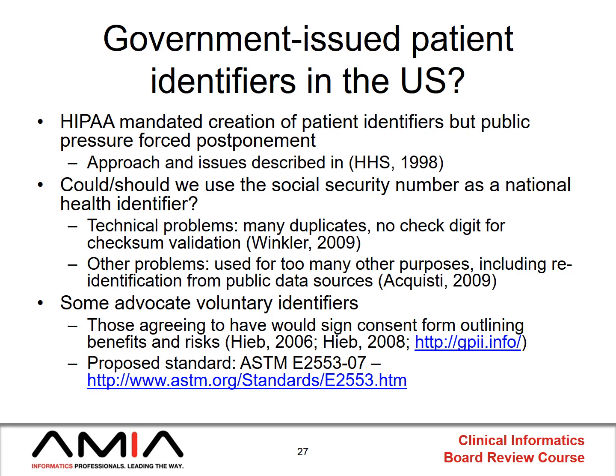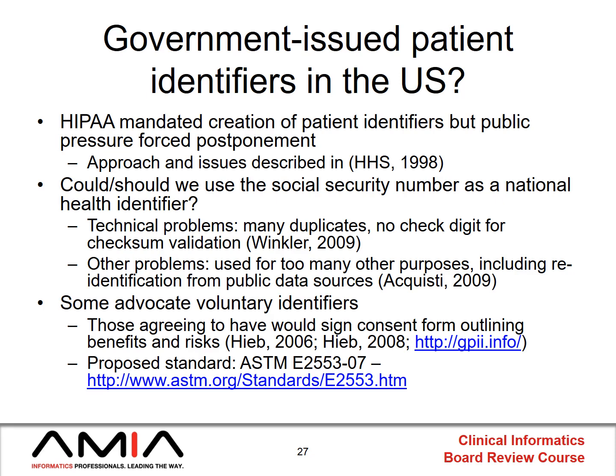Some have argued that perhaps we should use the Social Security number as a national health identifier. The problems with the Social Security number are both technical. They don't adhere to the attributes that we saw a moment ago from Connecting for Health. There are many duplicates. Social Security numbers are reused, and there's no check digit that allows checksum validation. And of course, Social Security numbers are used for many other purposes and have been shown to help in re-identification of data from public sources.